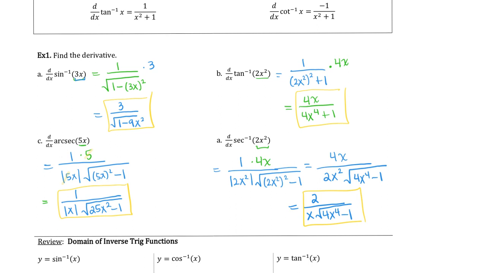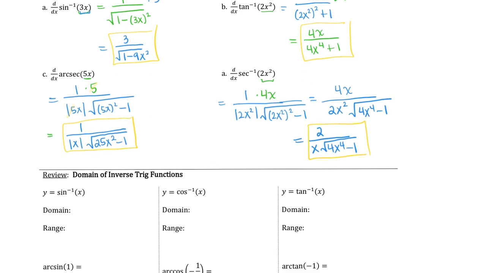The other reason is if x is negative here, this would be negative, this would be positive. So this result would be negative. If I look at the final answer, if the x is negative, I'm still going to get a negative result. It's not going to mess up my signs, is what I'm saying.